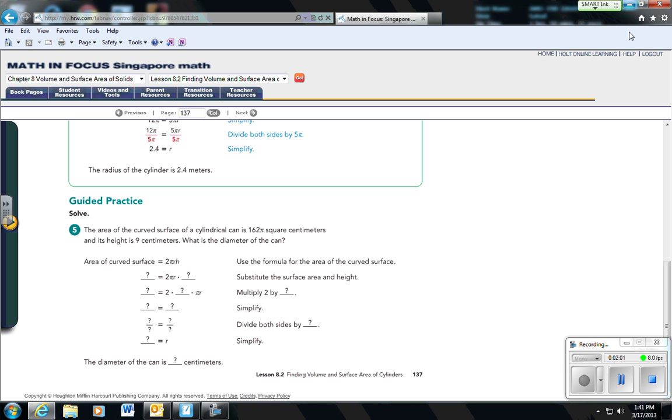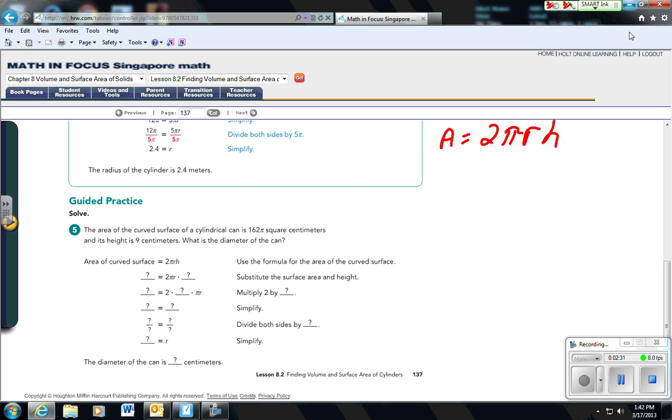So it gives us all that information. It tells us what the area of the body is, the curved portion of the can, and it tells us that the height is 9, and it wants to know the diameter of the can. And so they're using 2 times pi times r times h. So we just plug in everything that we know. So again, the formula is area equals 2 times pi times r times h.